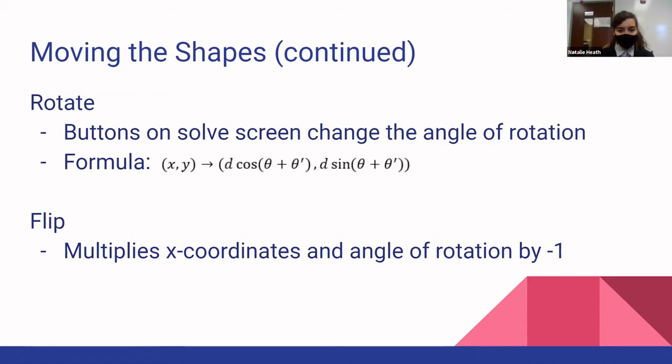And then our flip button reflects the shape across the y-axis, and it does this by multiplying the x-coordinates of each vertex of the selected shape by a value of -1, and it also multiplies the angle of rotation by -1.